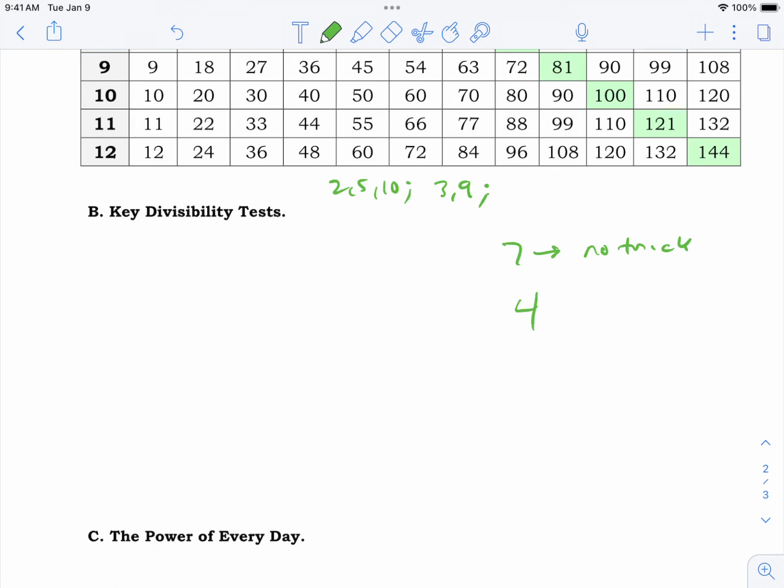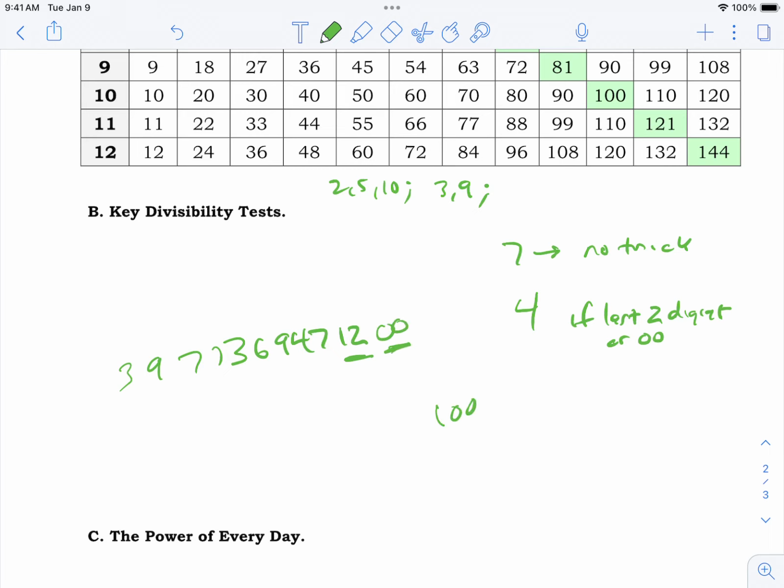4, there's a little bit of a trick. If the last 2 digits are divisible by 4, or if it ends in 0, 0. So example, 3694712. You can divide that by 4. How do I know? Because 12 is divisible by 4. If 12 is divisible by 4, then the whole thing has to be divisible. No matter what numbers I put over here, it doesn't matter. Or if it ends in a 0, 0, that also works. I mean, you know that, right? 100 can be divided by 4. You get 4 quarters. 4 times 25. So that works for 4.